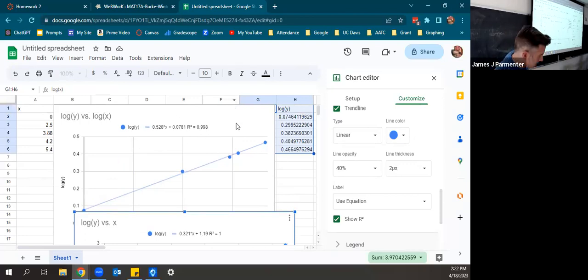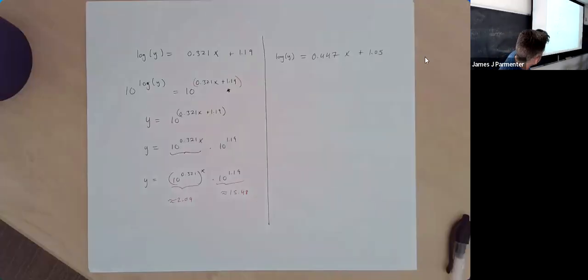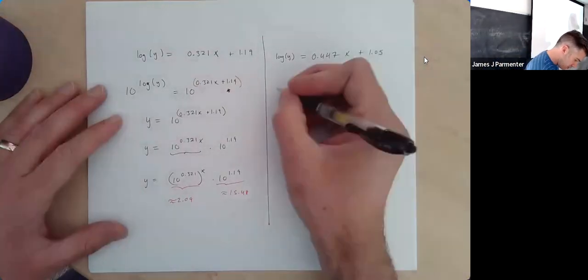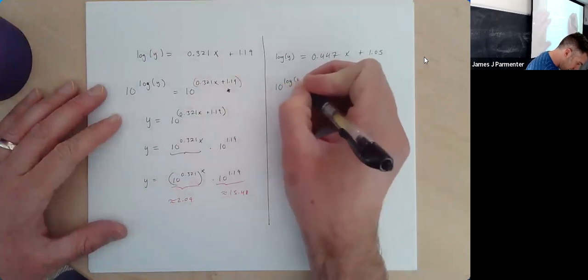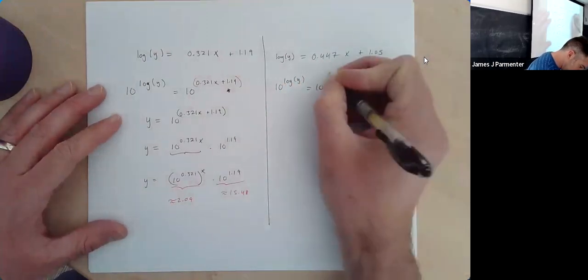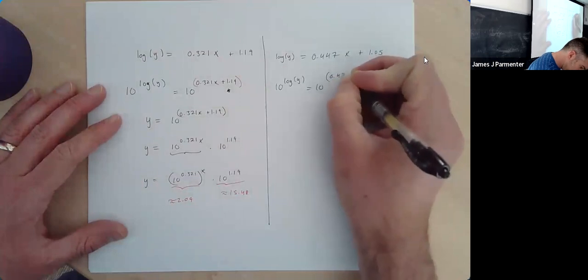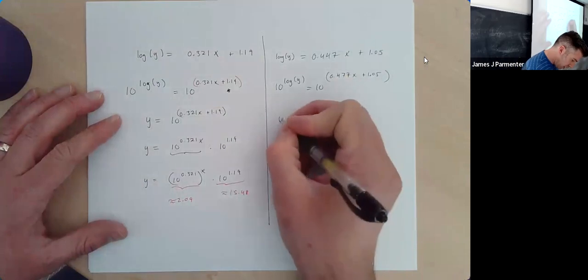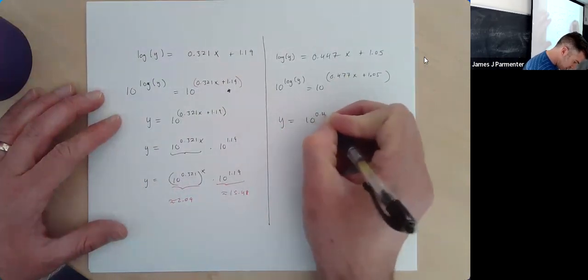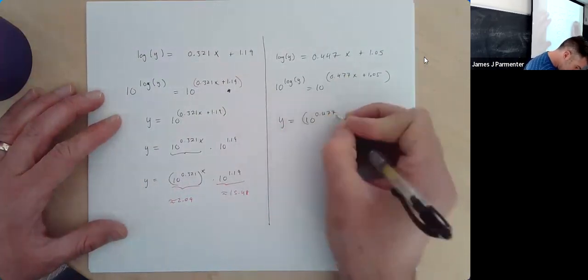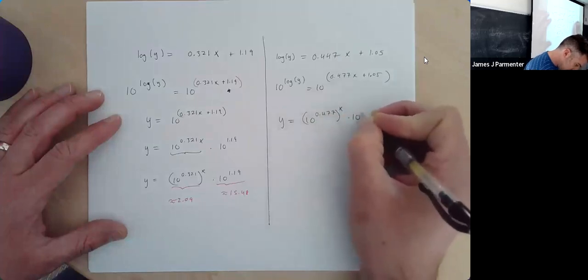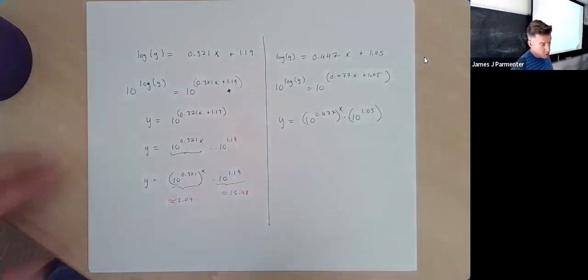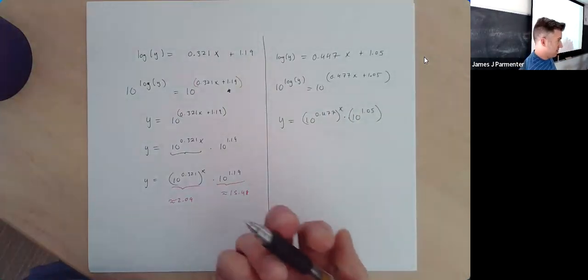So back to your question, Dana, why isn't what you're getting working? So let's take a look. If we were going to solve this, we would have to do the normal thing. So we're going to write 10 to the log of y equal to 10 to the all this. And as is usual, when we break this up, we're going to get y equal to 10 to the 0.477 to the x times 10 to the 1.05. So that's what should be correct if you're entering it. Is that what you're entering?